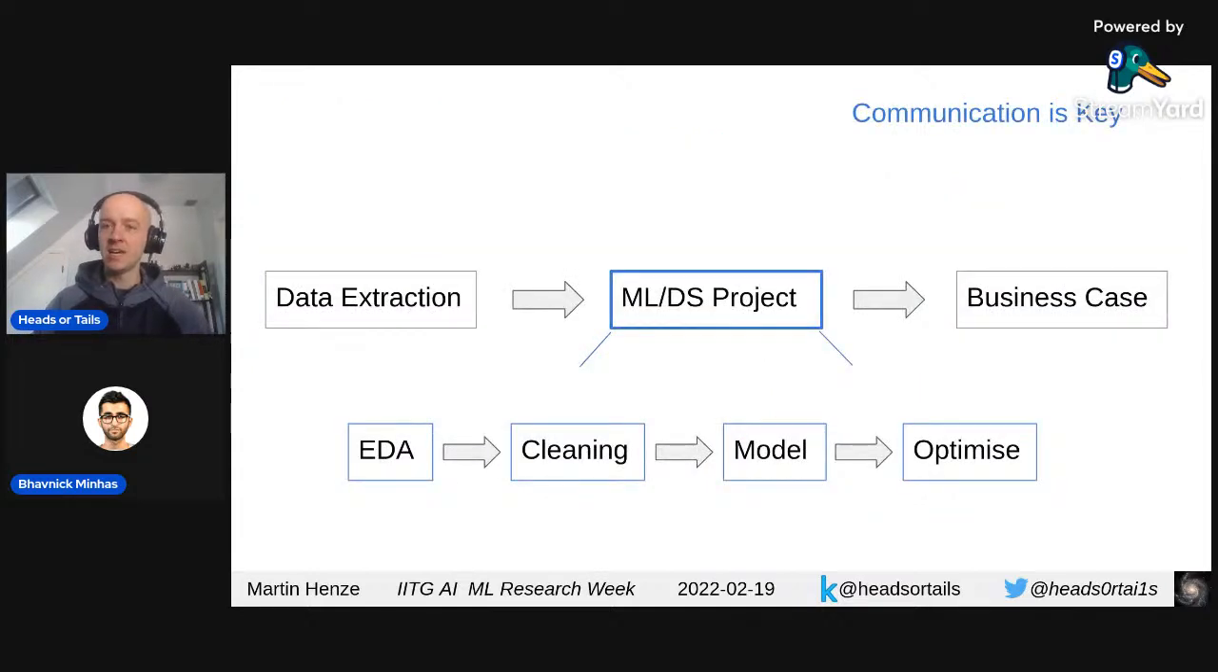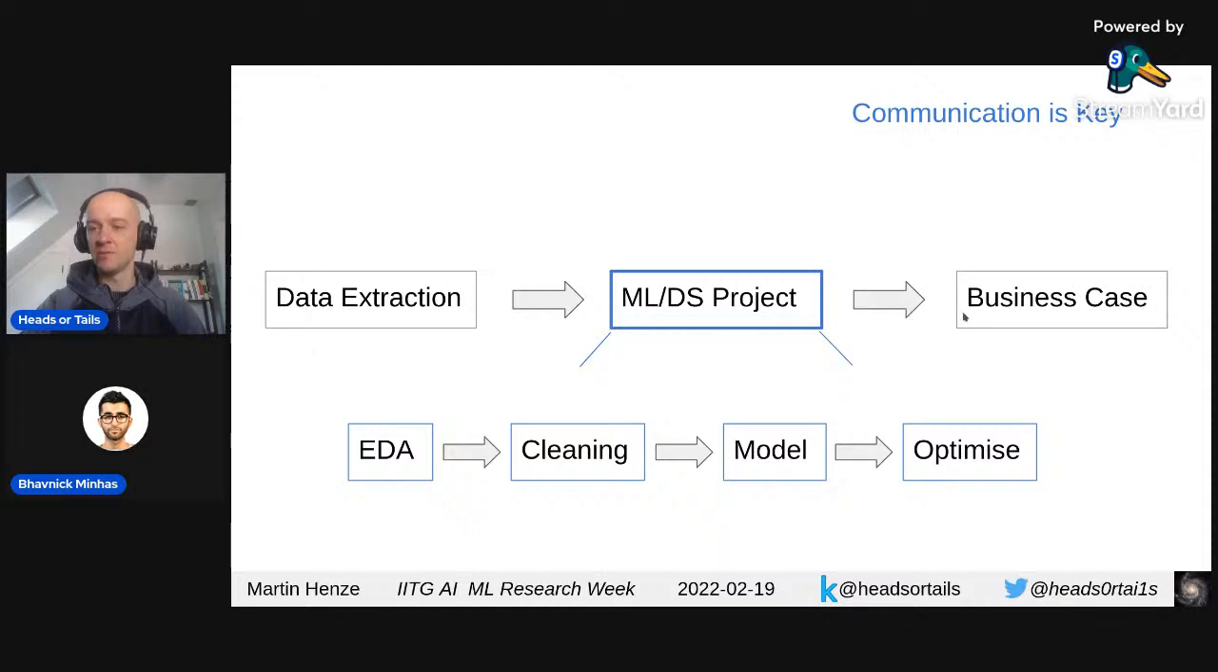So communication is key, and in many cases, this will not involve Twitter interactions or interactions with the media, but it will be about how your machine learning or data science project is situated in the bigger picture, right? So if we're thinking about industry, then your project will look something like this approximately. There's a data extraction step happening. Somebody from somewhere gets some data and gives that data to you. And then you do your machine learning magic here, and you produce some results.